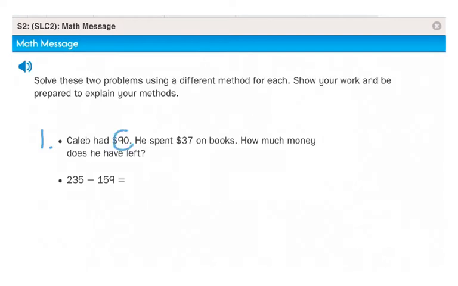Caleb had $90. He spent $37 on books. How much does he have left? Just like if you were to go into the store and give the cashier money for the items that you purchased, you would be given back money from the amount that was given. So over on your whiteboard, would you please write 90? He spent $37, so they're going to subtract the $37 that is owed to the store. How much money does he have left?